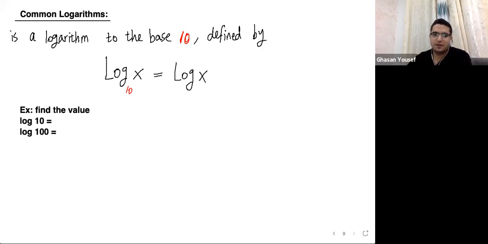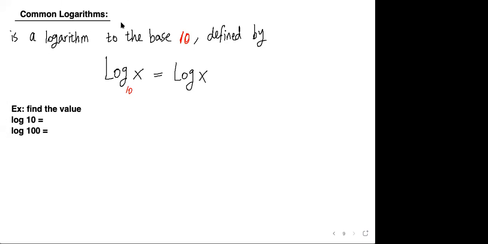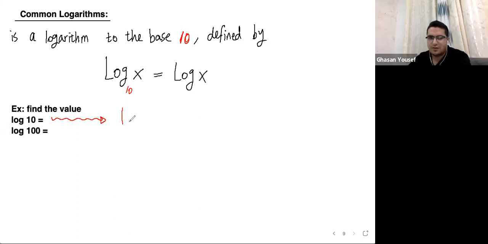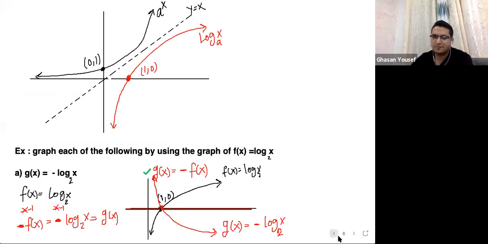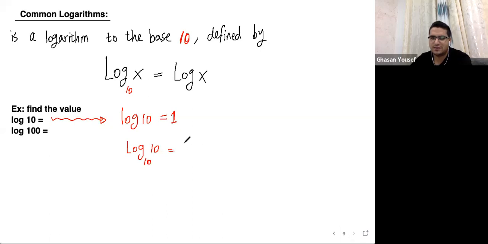What is the logarithm of 10? It equals 1. This is correct. Why? Because log 10 is the same as log 10 to the base 10. And as we said before, from the property, log a to the base a, the same a, always equals 1. So the answer here is 1.